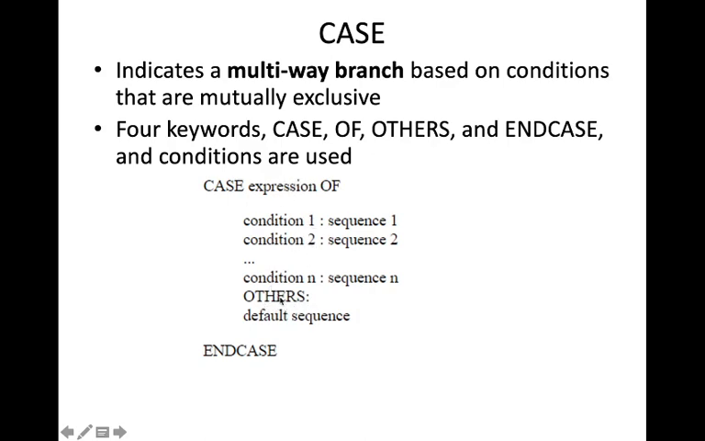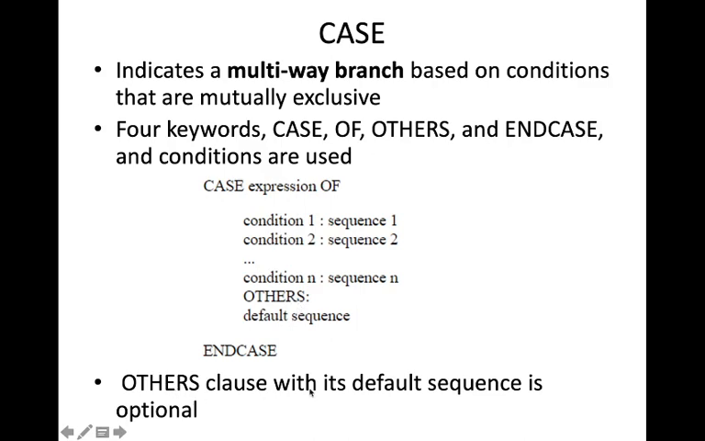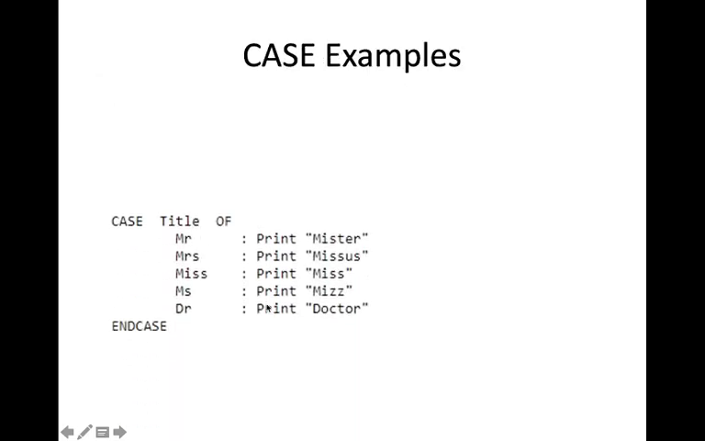That is why we are giving this others. So it is a default sequence, and we can write something in default. If the expression evaluates to none of these values, then this default will be working. So this is an optional thing. The others clause with its default sequence is optional. We may or may not include this others. Okay, I'll show an example for this one.